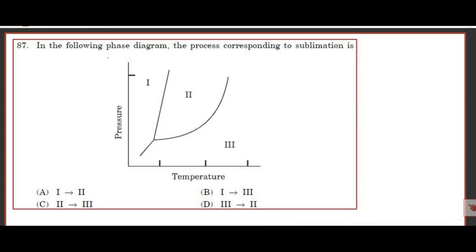In the following phase diagram, which process corresponds to sublimation? In the sublimation process, the solid directly goes into the vapor state without going into the liquid state. You all know that. Here, the phase diagram has been given. In this phase diagram, listen here, this is the lower temperature and this part is the higher temperature.